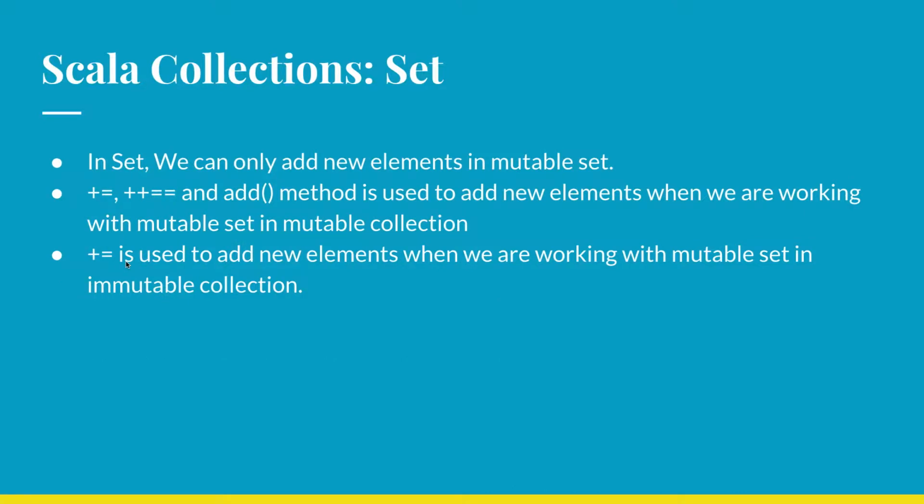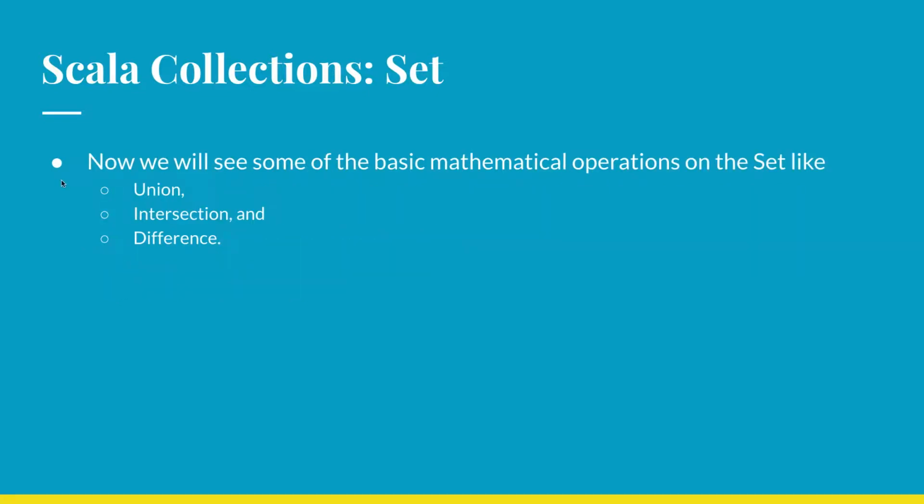Now also in sets, we can add new elements in a mutable set. We use the plus equal, plus plus equal, and the add methods to add new elements when we are working with a mutable set. Now, the plus equal is also used to add new elements when we are working with a mutable set inside of an immutable collection. In this little section, we're also going to talk about some basic mathematical operations for sets such as union, intersect, and difference.